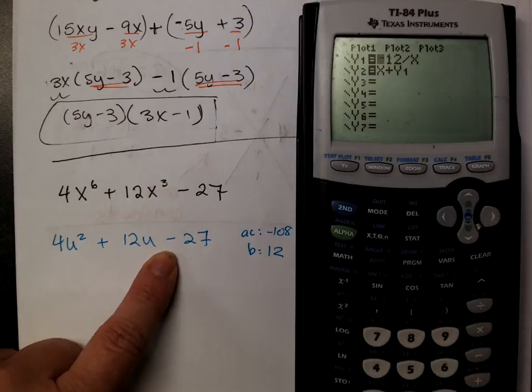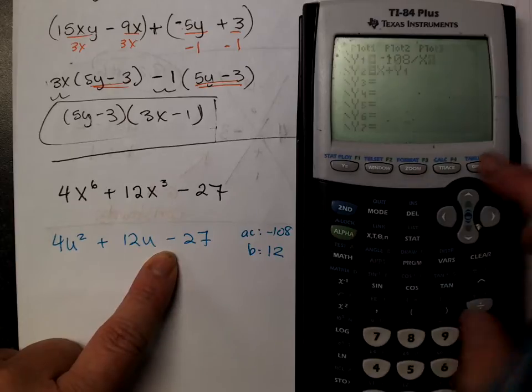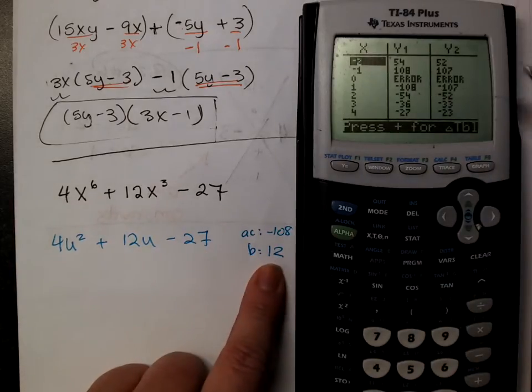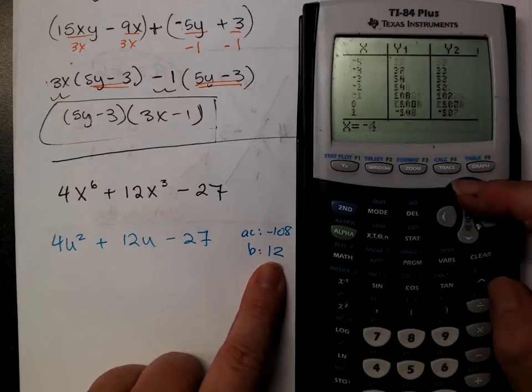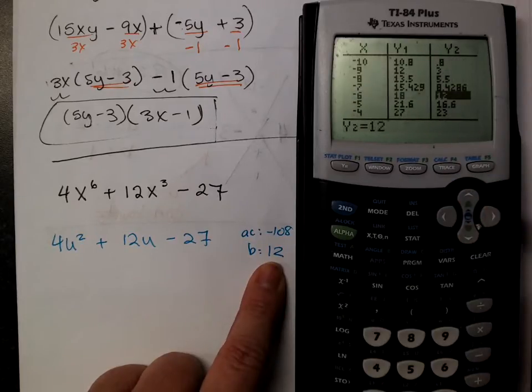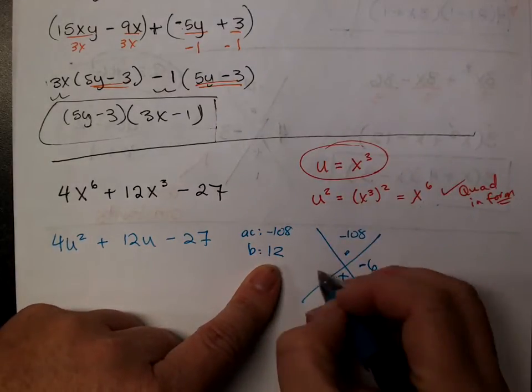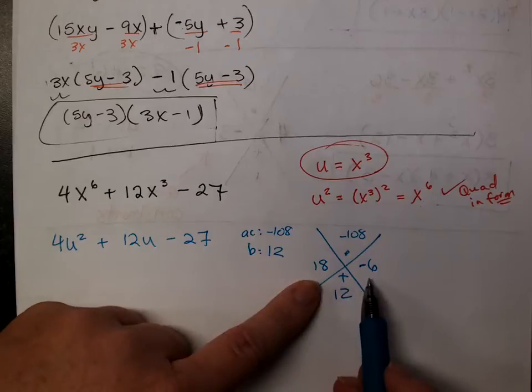And I have negative 108 divided by x. Okay. Second table, and I'm looking for positive 12, so I've got to go up to find positive 12. Oh, there it is. So negative 6 and positive 18 are my numbers, negative 6 and positive 18. The order doesn't matter. Okay. Now, what is my middle variable?